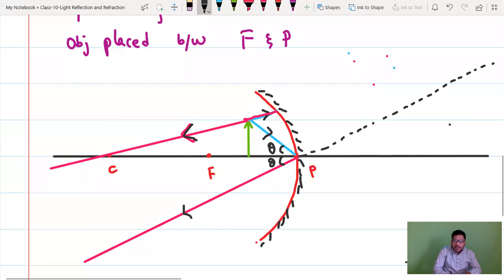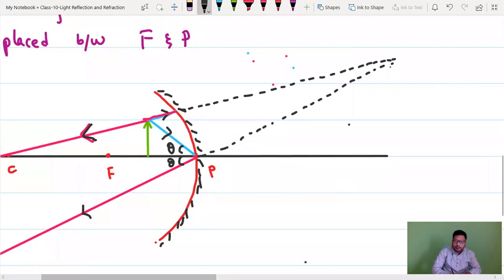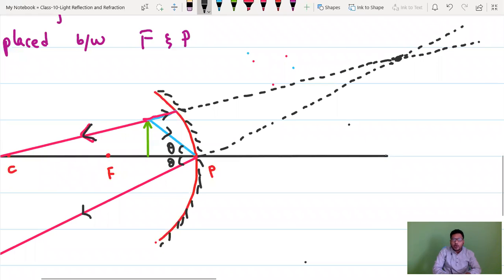And this is the second reflected ray. You can extend it like this. If you extend like this, you can see both imaginary lines are touching here. So this is the imaginary line for the first reflected ray, this is the imaginary line for the second reflected ray, and this is the point where both imaginary lines are touching.